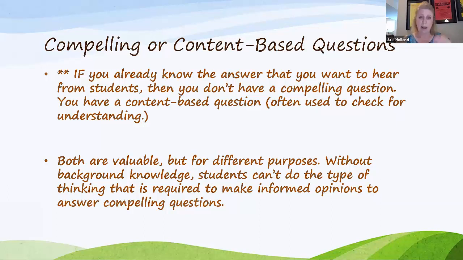So again, if we don't have those content-based questions that build background knowledge, then students can't do the type of deeper thinking that is required to make an informed opinion to answer that compelling question. And again, one of the earliest standards for social studies is that students will be able to sort fact from opinion and then use those facts to support an opinion that they are creating.